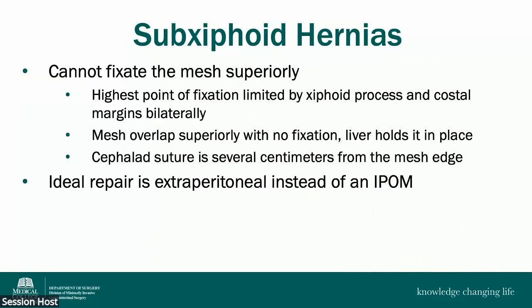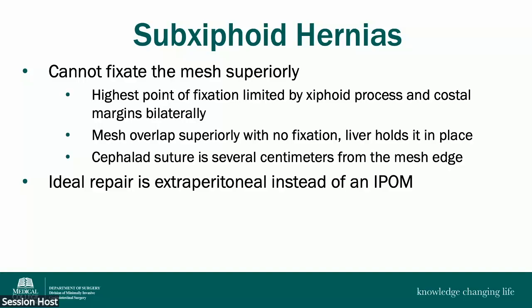So the difficult part in performing an IPOM with a subxiphoid hernia is that you cannot fixate the mesh superiorly. Your highest point of fixation is limited by the xiphoid process and the costal margins bilaterally. So traditionally, the way IPOMs can be performed with this hernia is that you can have mesh overlap superiorly, but you cannot fixate it. And the thought is, well, the liver will hold it in place, and that's traditionally how it can be done if needed. And you can place the most cephalad suture several centimeters from the edge of the mesh so that the mesh just overlaps on the abdominal wall.